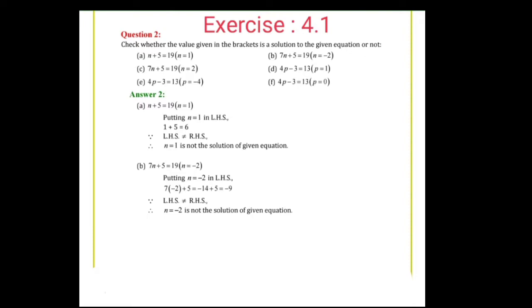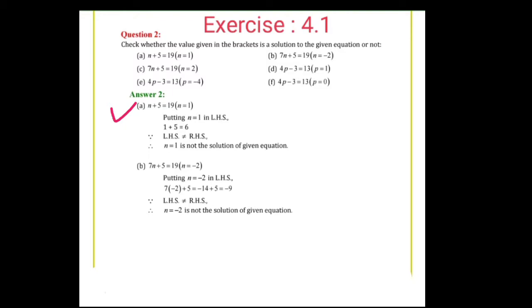So in this question, students, we are given the value of the variable, and if we put the value in this equation and we get the solution of the equation, then it is said to be a solution of the equation. So let me see.